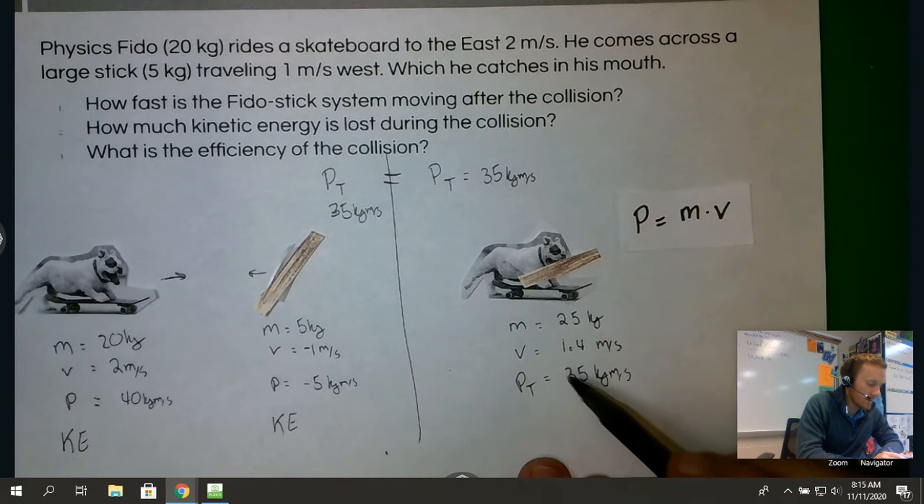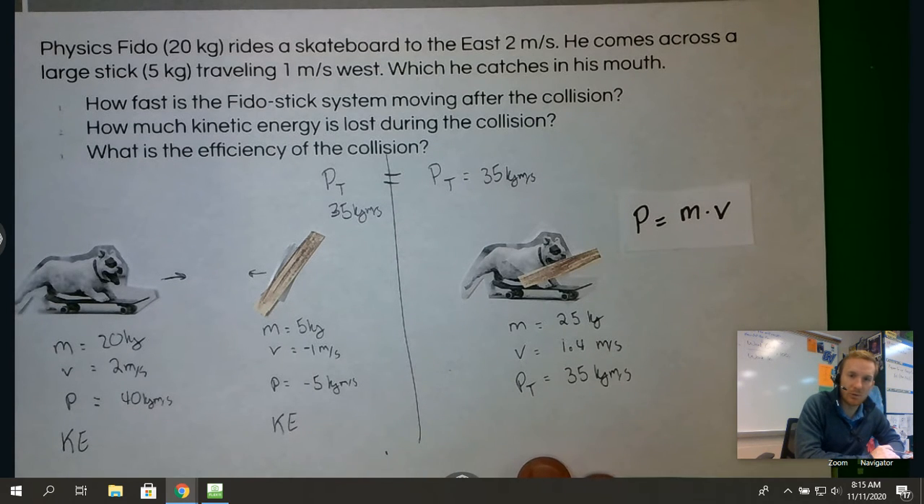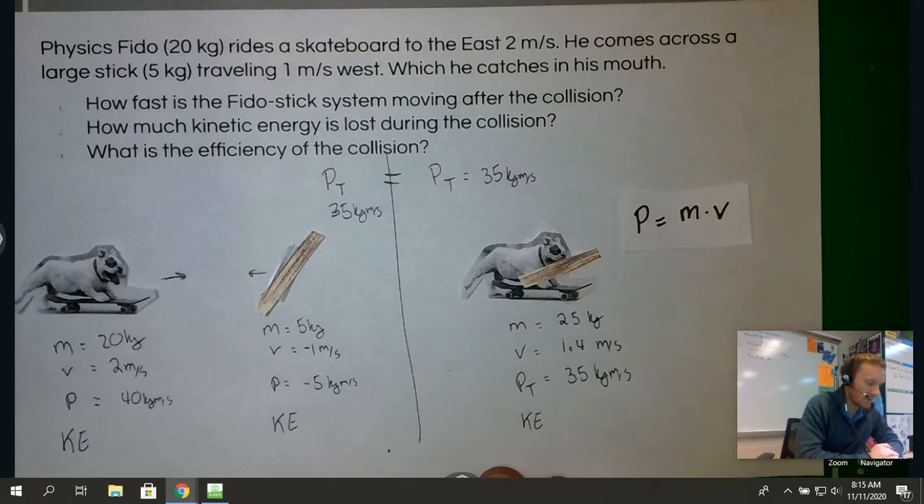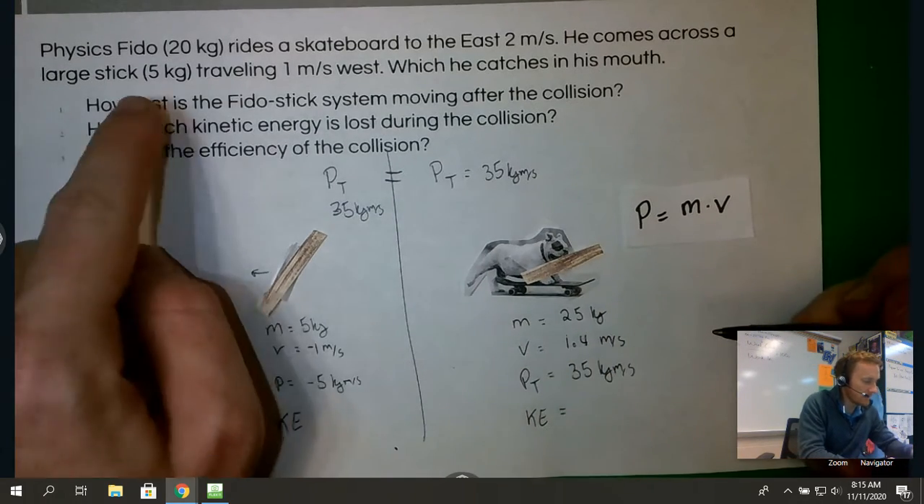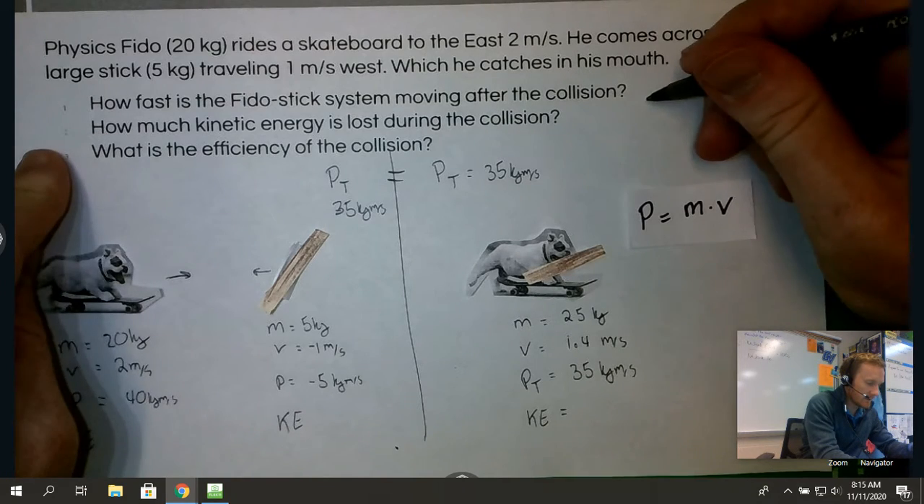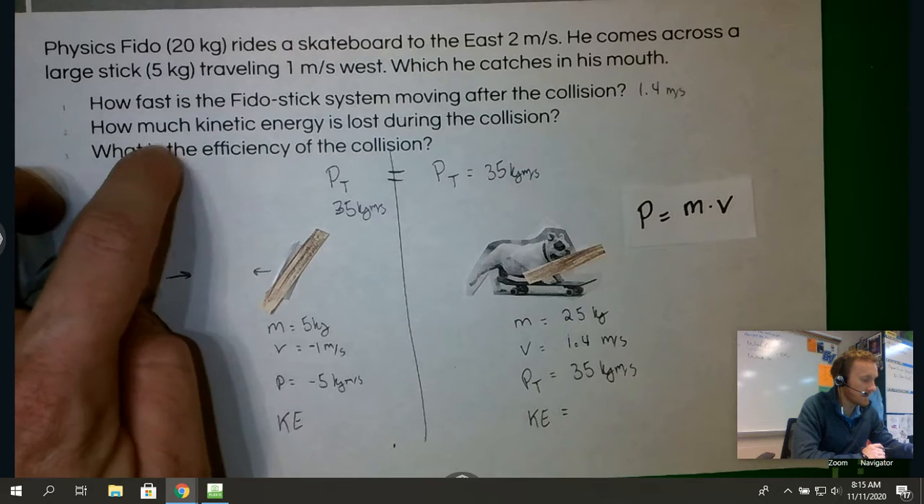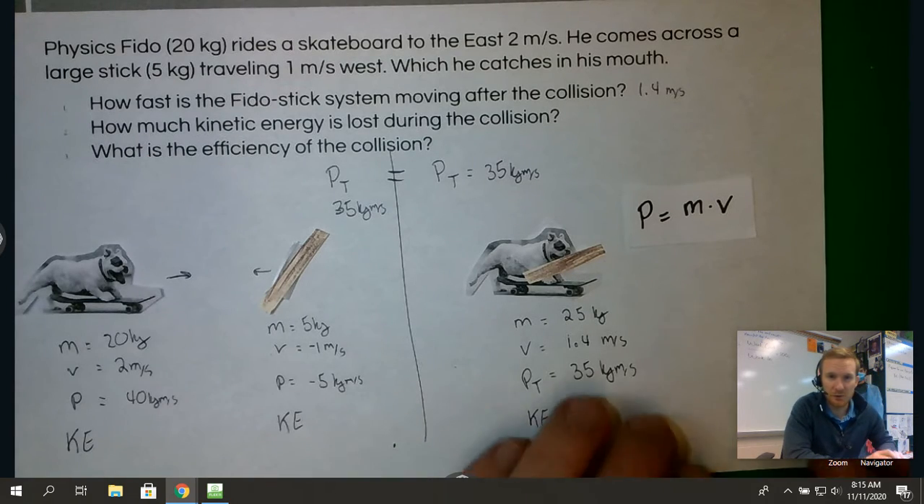Okay, so now that we have their total momentum and their total velocity, we can actually figure out how the kinetic energy changes. We've got this first one: how fast are they moving after the collision? We said 1.4 meters per second. Now we want to know how much kinetic energy is lost during the collision.